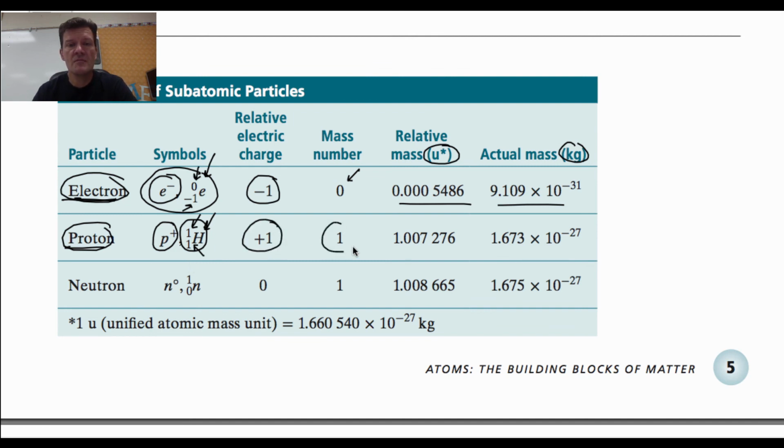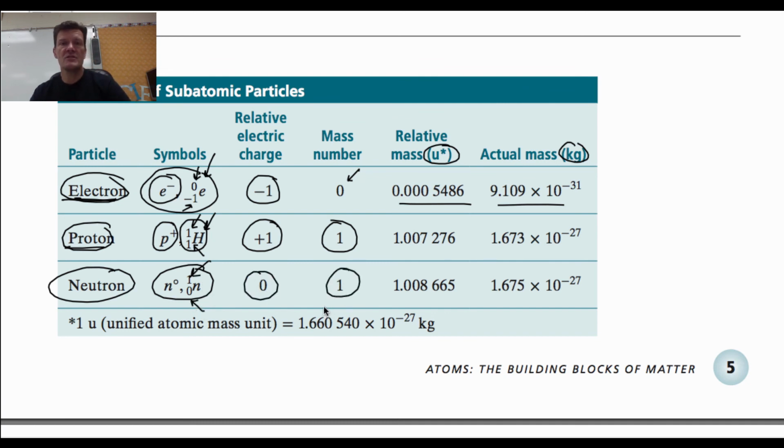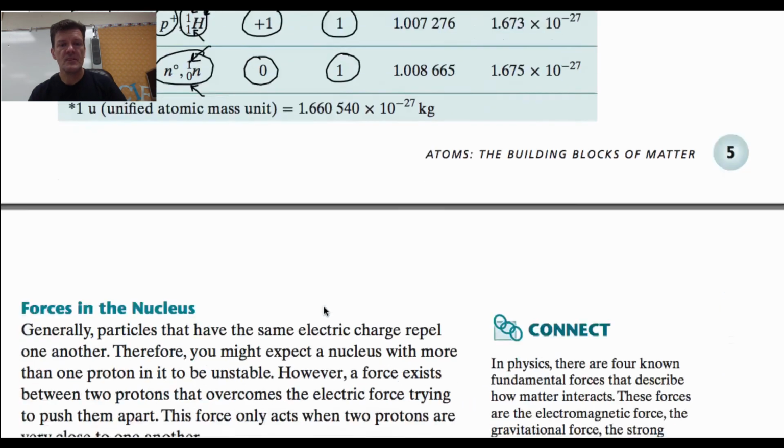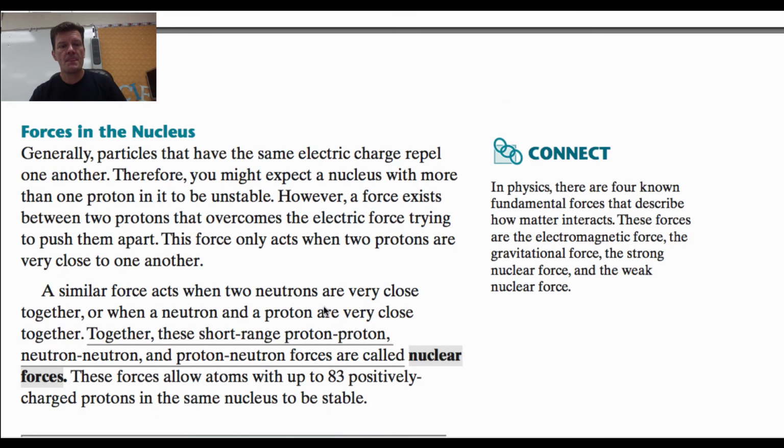Charge is 1, mass is 1. 1 atomic mass unit. A neutron, here's the symbols. Notice it has a mass of 1, but no charge. Charge is 0, mass is 1. And you need to know it's in the nucleus as well. Okay? All right. An incredible thing, though, this is phenomenal.